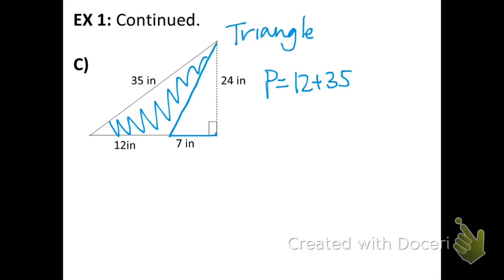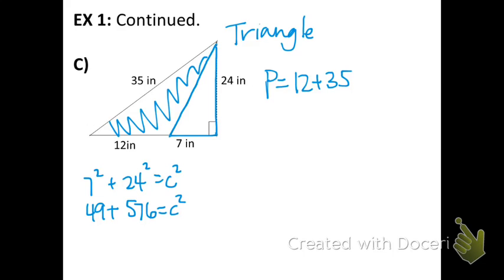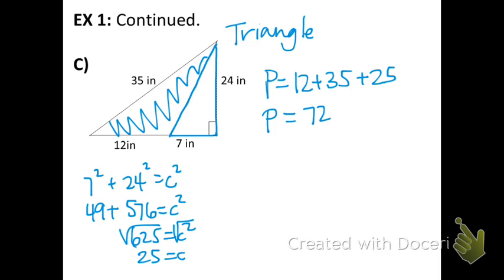And we can see that we do have a right triangle, so we can use the Pythagorean theorem using 7 squared plus 24 squared equals c squared. So we have 49 plus 576 equals c squared. We add those together and we get 625. Then we take the square root to get 25 equals c. So the other missing side is 25. We add all those up and get 72 inches.